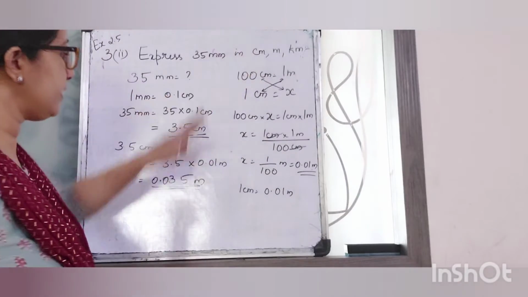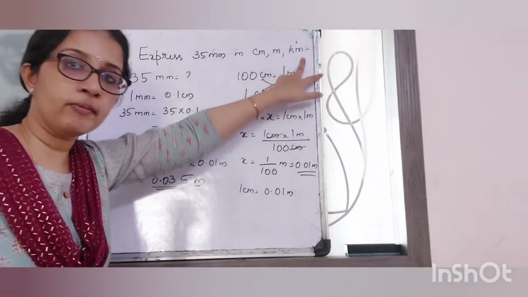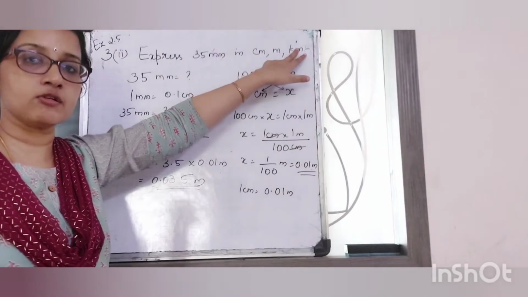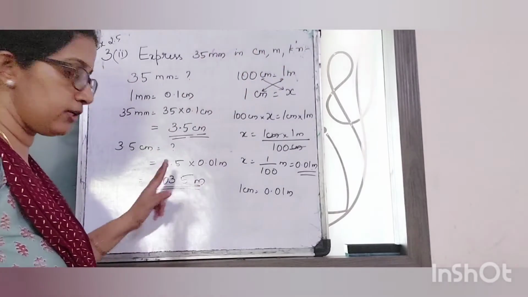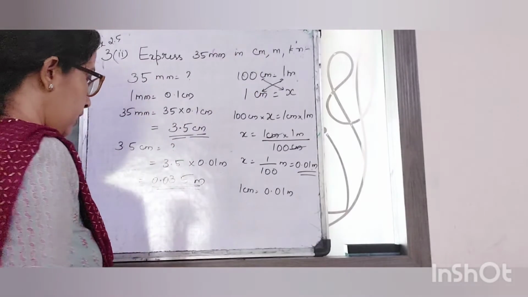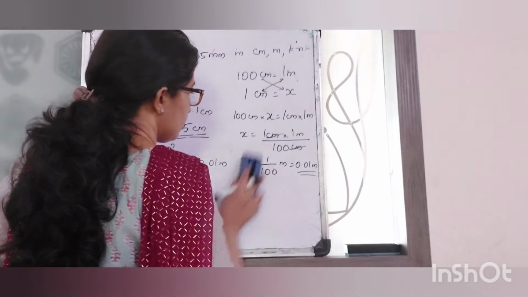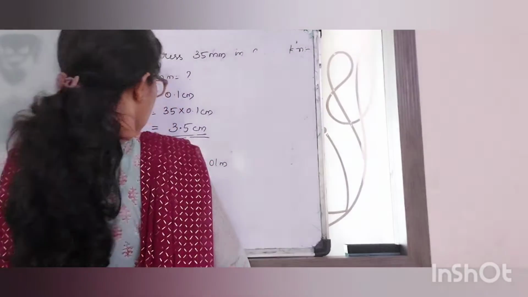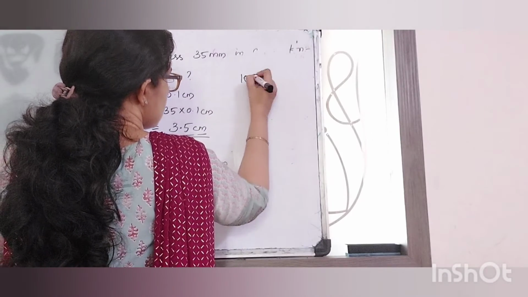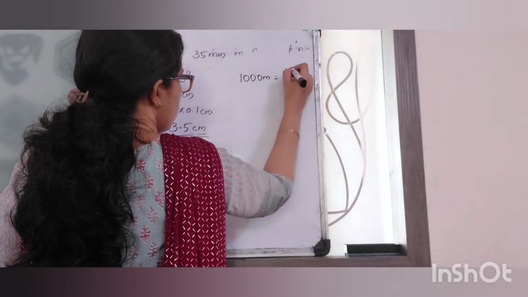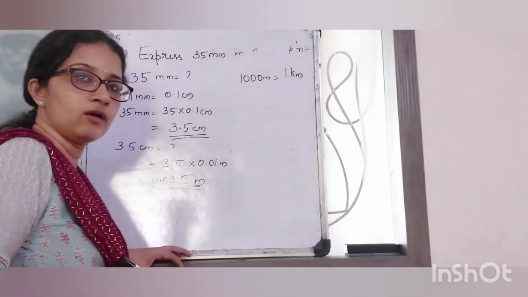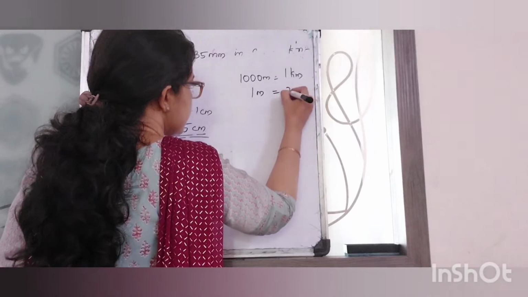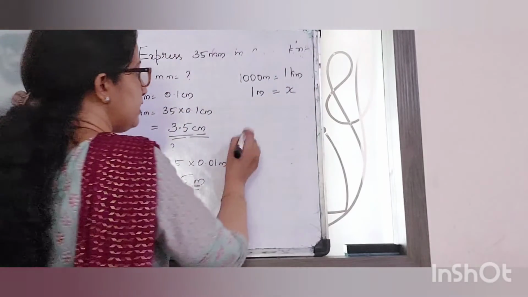Now is the question over? No. Again we have to find this in terms of kilometers also. So this meter has to be converted to kilometers. We should know the relationship between the meter and kilometer. What is the relationship between meter and kilometer? We know that 1000 meters is equal to 1 kilometer. So we should know how much is 1 meter. 1 meter is equal to, let's take it as x. So find the value of x.